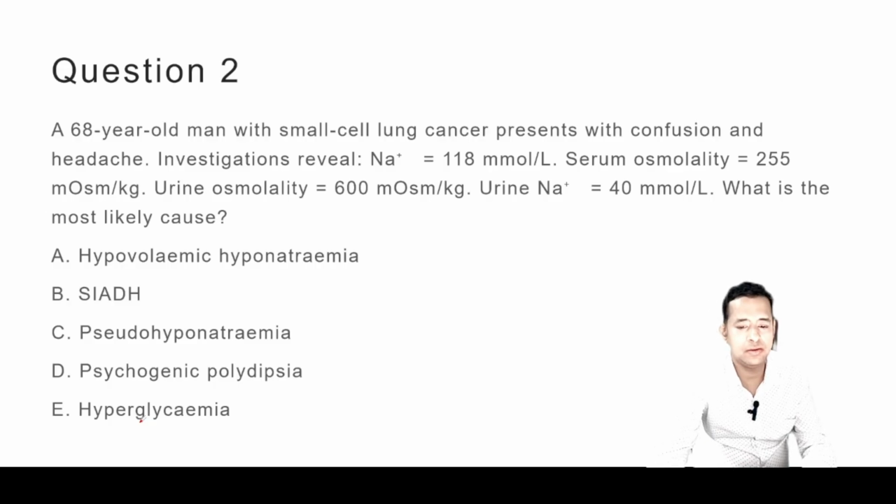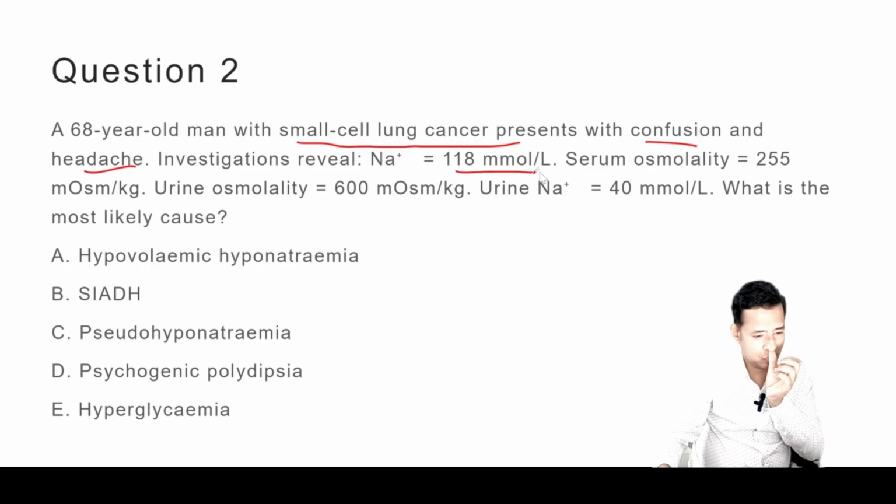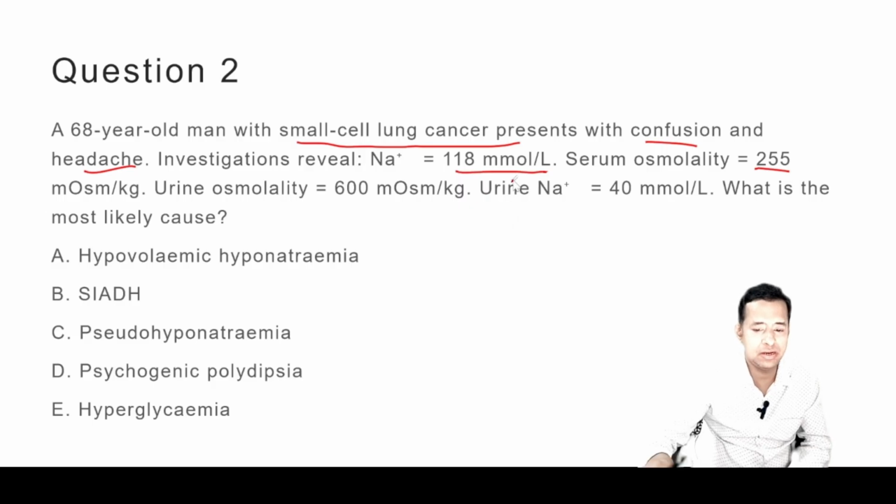In the second question, a 68-year-old man with small cell lung cancer presents with confusion and headache. Again, sodium is decreased, 118. Serum osmolality is 255, so this is low serum osmolality. Urine osmolality is 600 milliosmoles per kg, which is high urine osmolality, and urine sodium is 40 millimole.